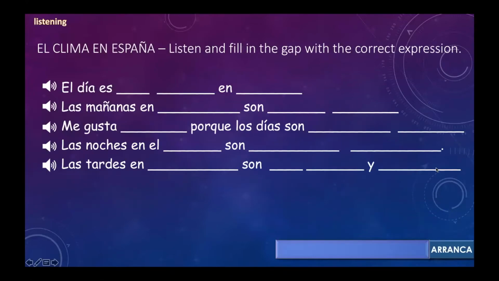Let's move on. Now, we have 5 people here talking about the weather. So, your mission is to listen and fill in the gap with the correct expression or word. And an extra point goes to you if you manage to guess the place they're talking about. Now, let's listen to the first one.